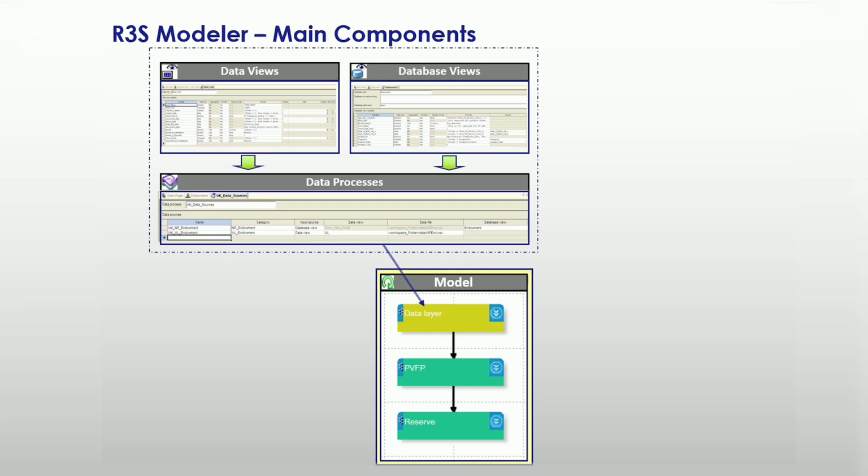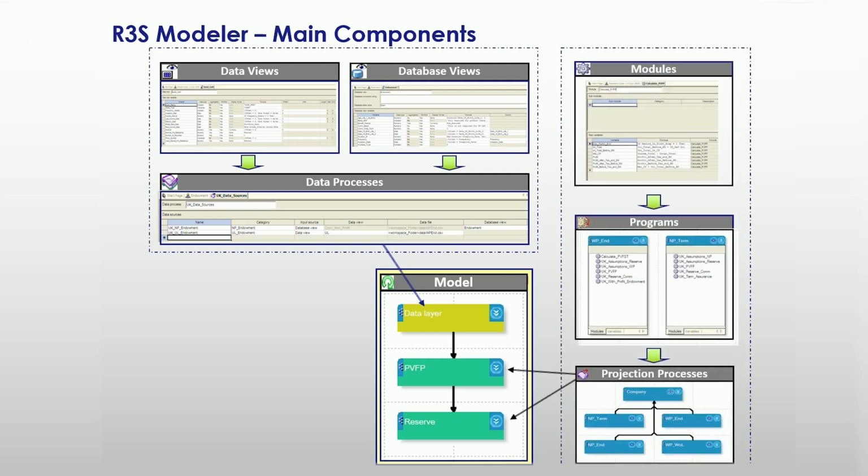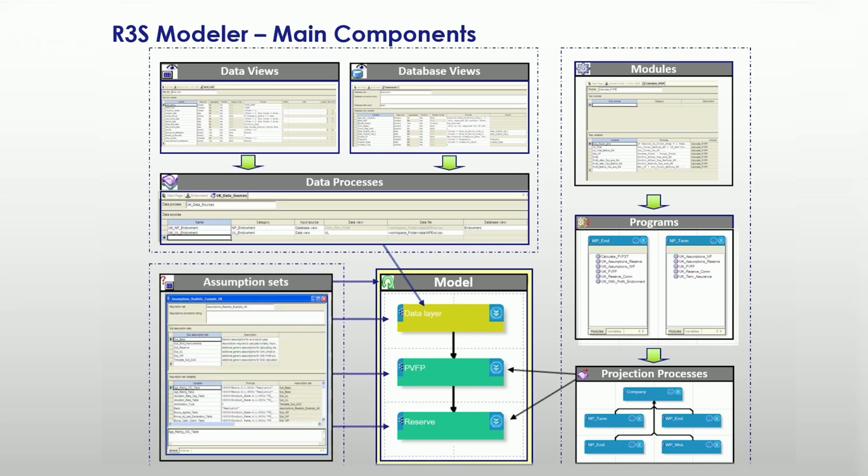The layout of the data is specified in a data view or database view. The data process tells Modeler where your data files are located and which layout to use. We write code, usually to carry out various cash flow projections. The user can write code in neat modules that fit together. These modules are then combined to form a whole program in the projection process. The assumptions to be used during the projection are specified in assumption sets and may be read in from an external source if required.